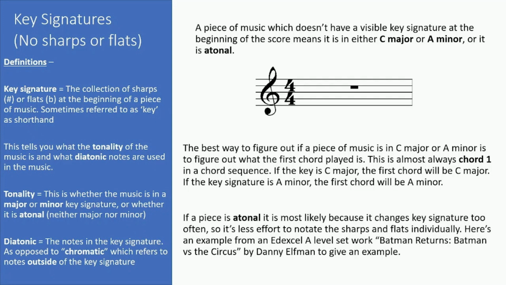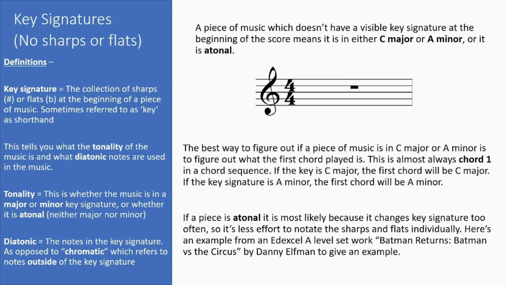If a piece is atonal, it is most likely because it changes key signature too often, and it's less effort to notate the sharps and flats individually. We're going to listen to an example from an Edexcel A-level set work, a bit of film music from the retro 80s, I think it was, film Batman Returns, Batman versus the Circus by Danny Elfman.